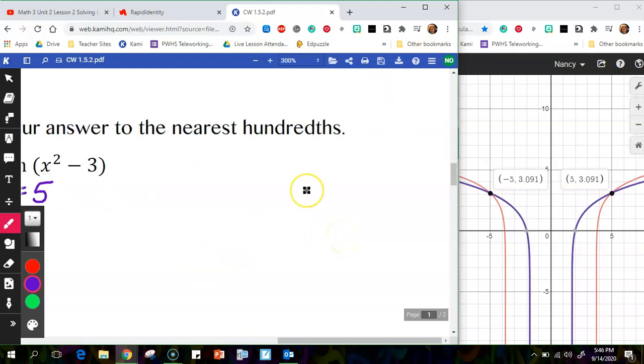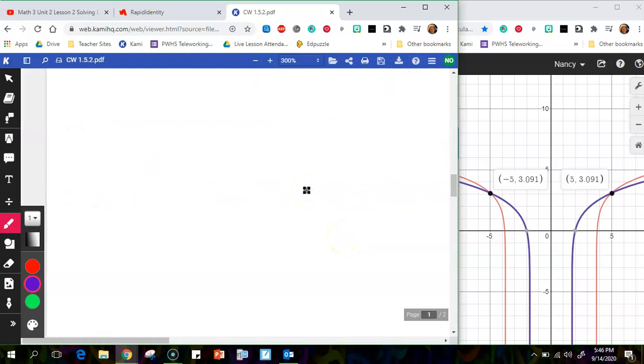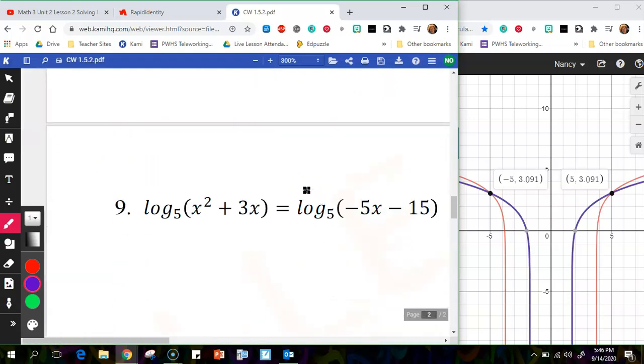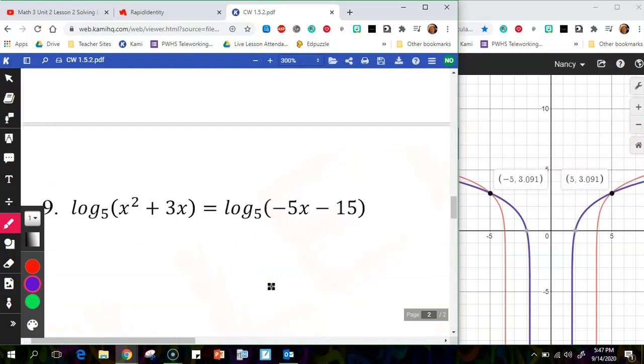Okay, what else do we have? I'll let y'all do that one. Let's look at number 9. Okay, so these are both logs on both sides. These are long. Okay.